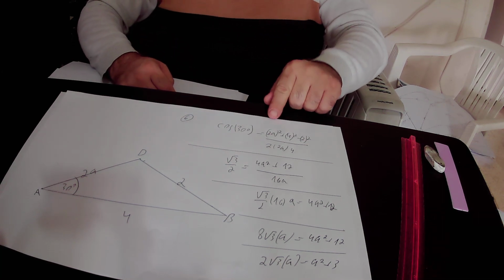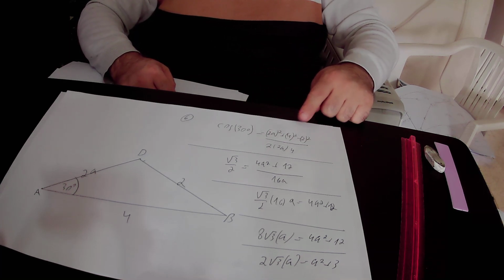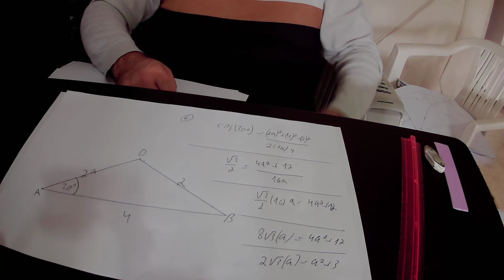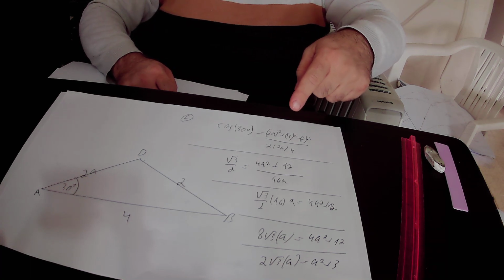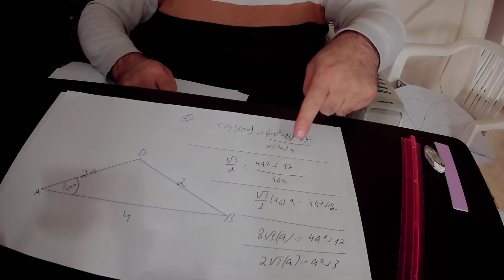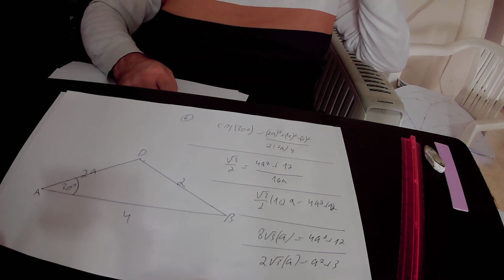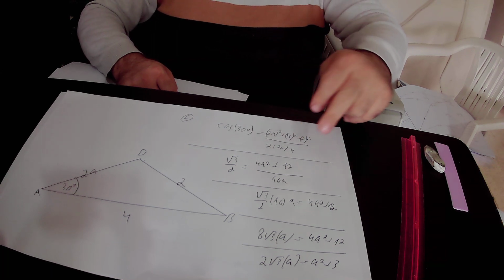(2a) squared is 4a squared, 4 squared is 16, and 16 minus 2 squared is actually 16 minus 4, which is 12. So in the numerator we have in total 4a squared plus 12. And in the denominator we have 2 times 4, which is 8, and 8 times 2a is 16a. So in the denominator we have 16a.